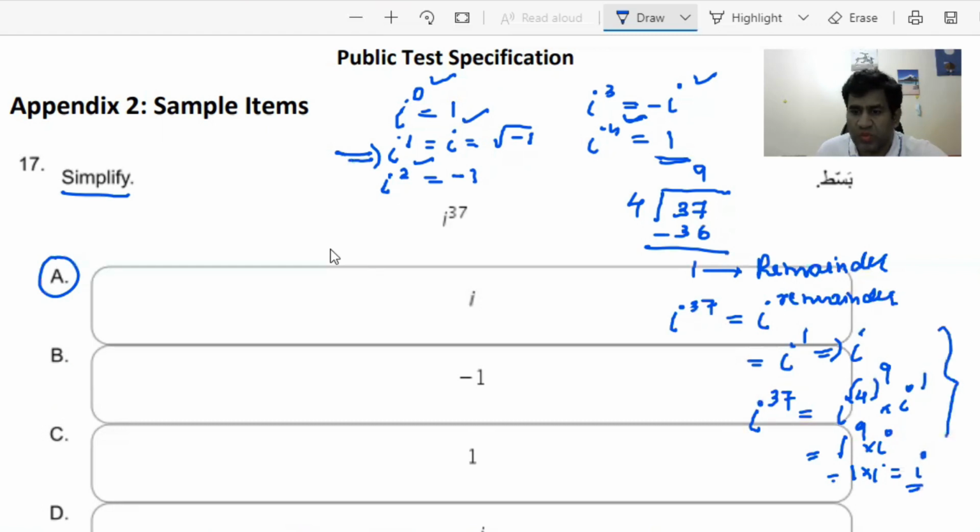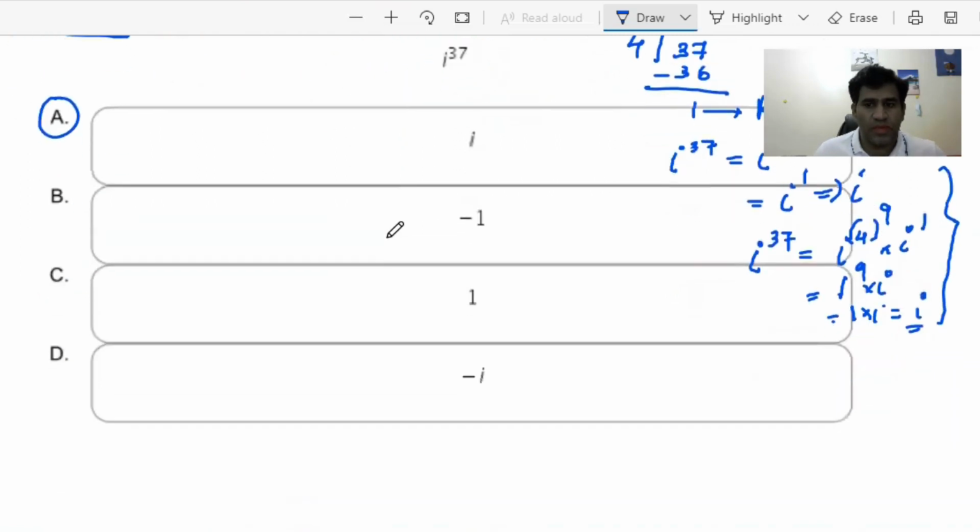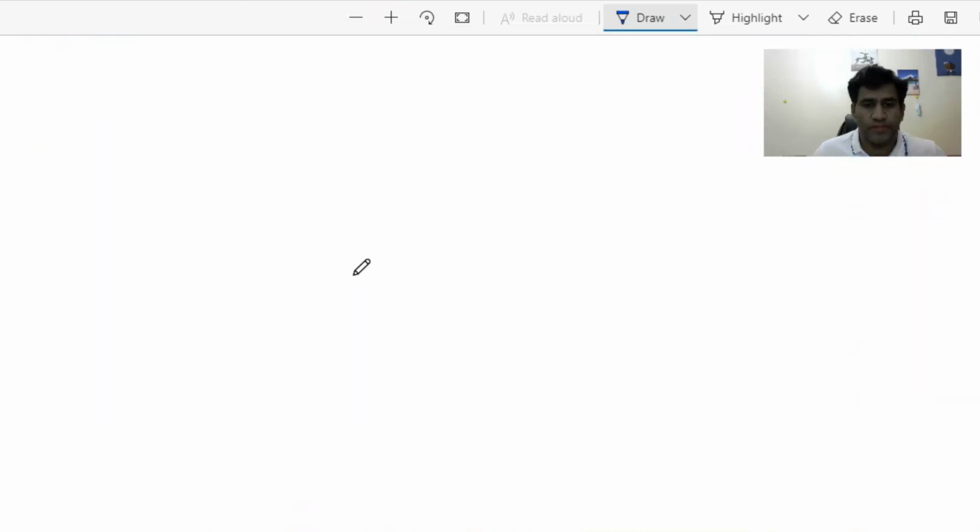This is another way of solving, but if the numbers are very big, it's difficult. So better to just divide whatever the number is by 4, and the remainder you get is the power to use for the equivalent number. So in this case, A is the right answer. All right, let's go to the next question.